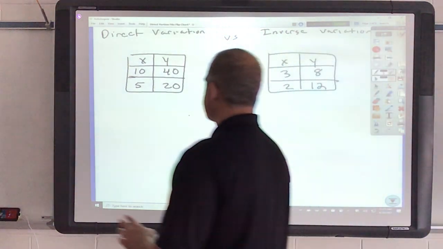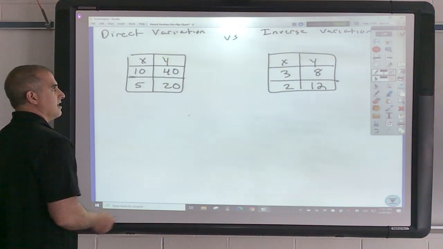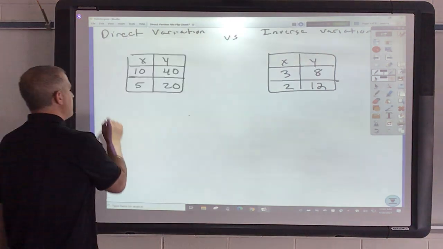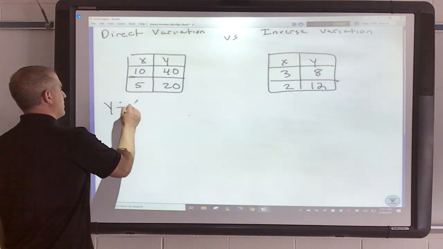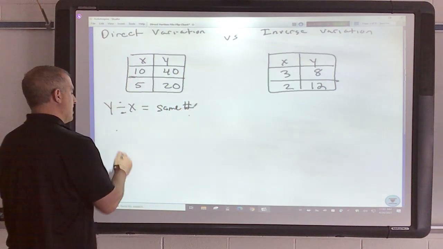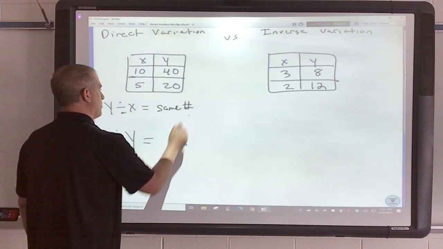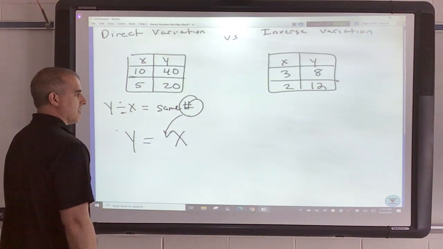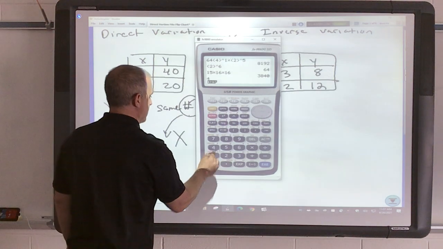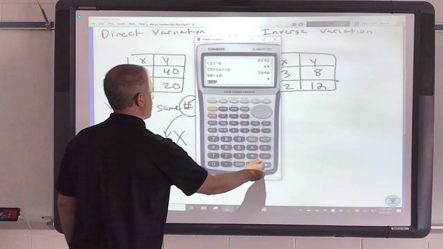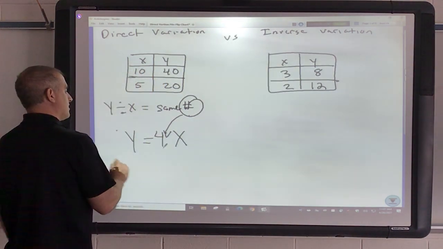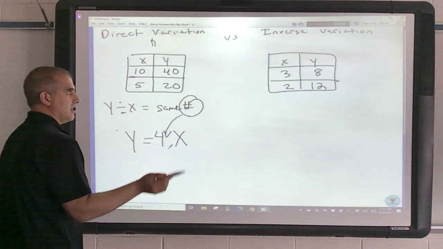So basically, the way you figure this out is, for direct variation, if you divide y divided by x for each one, you get the same number, okay? And in the equation y equals something x, whatever that number is just goes right in front of x. So let's look at this example. If I divide 40 by 10, I get 4. If I divide 20 by 5, I get 4. So this is direct variation, okay? That's how you know.